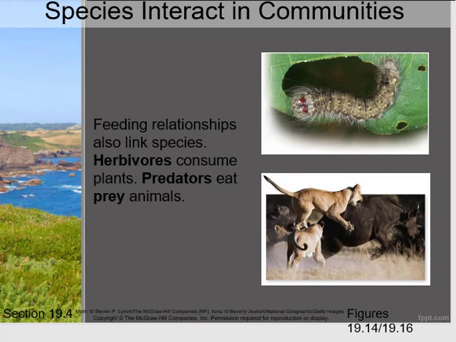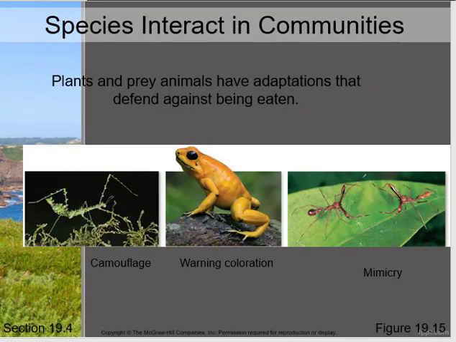Herbivores consume plants. Predators eat prey animals. Plants and prey have adaptations that defend against being eaten. They have camouflage, like this mantid. They can mimic something that's more dangerous, and so things will be confused and won't attack it, because normally the animal they're mimicking would have a painful bite or sting.